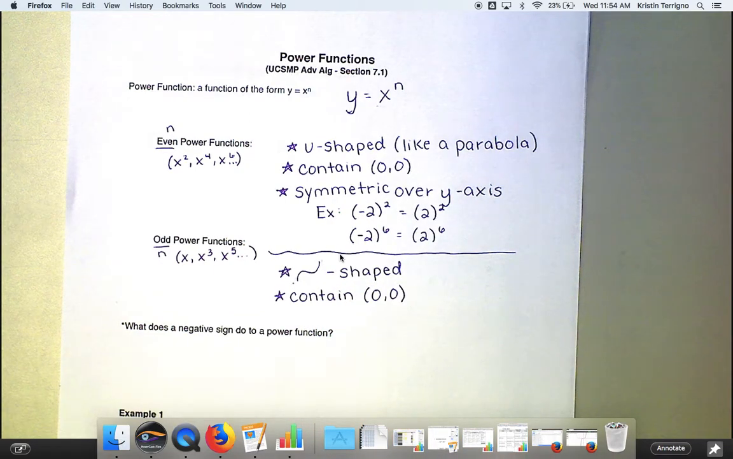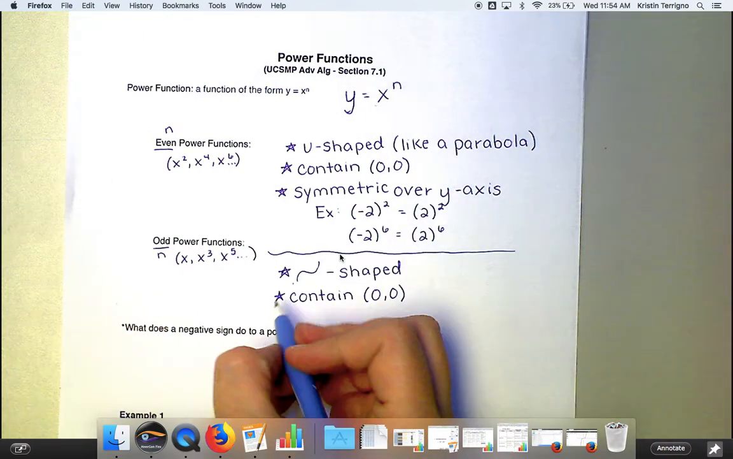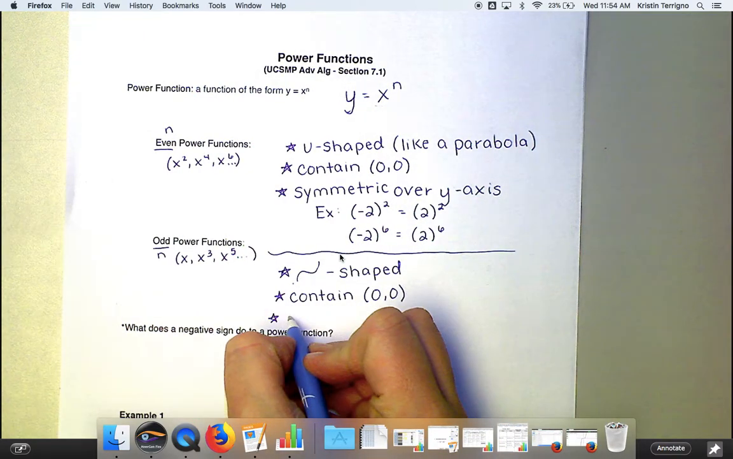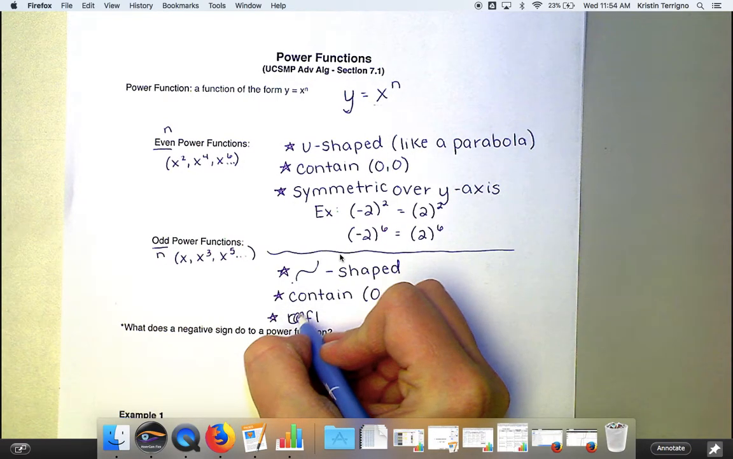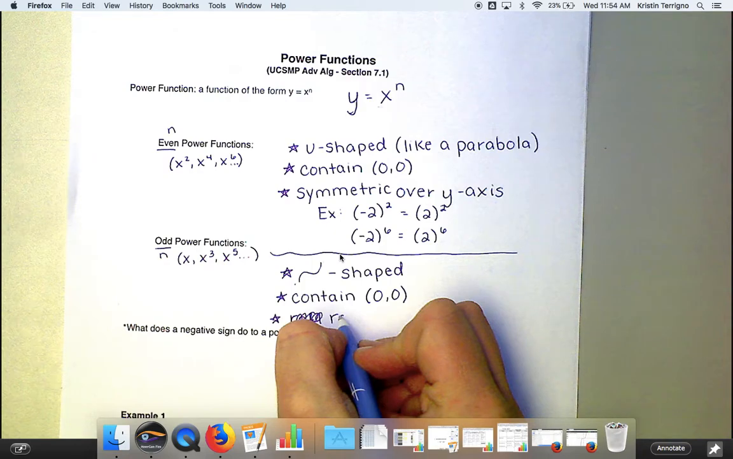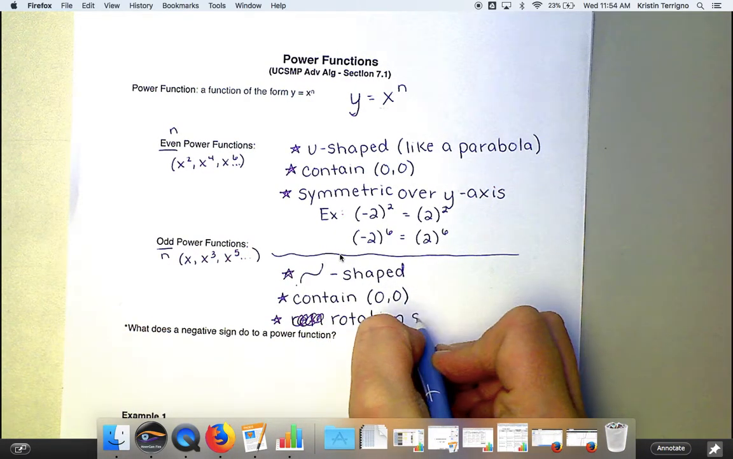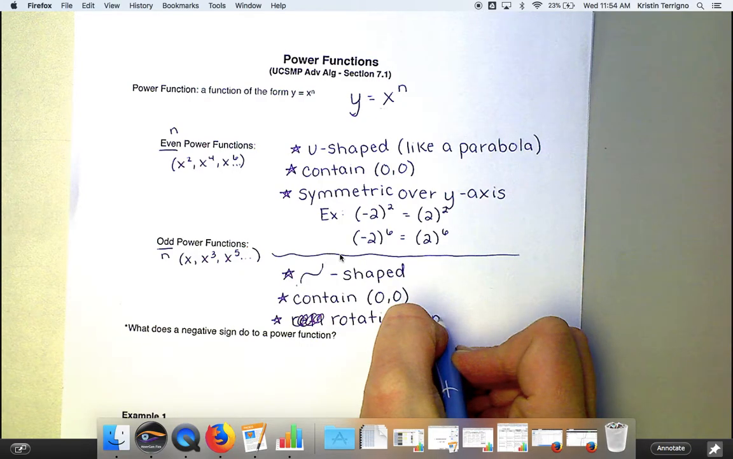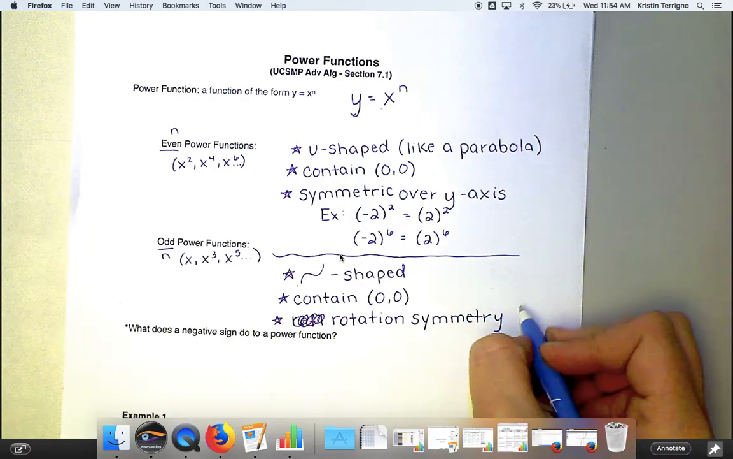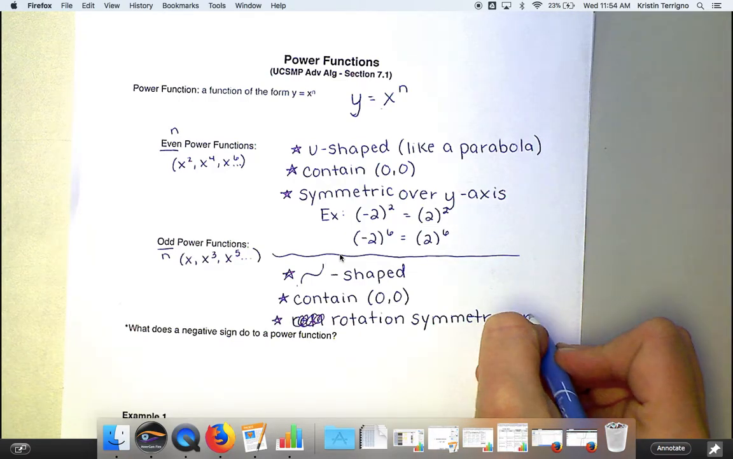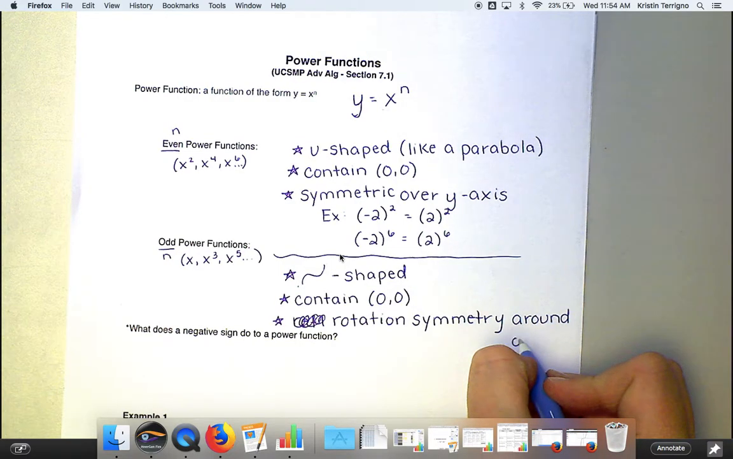These ones are not symmetric over the y-axis. I can't fold these ones in half. But these ones have what's called reflection symmetry. I'm sorry, not reflection, I wrote the wrong word there. Rotation symmetry. Rotation symmetry around the origin. And I'll show you what that means in just a minute.